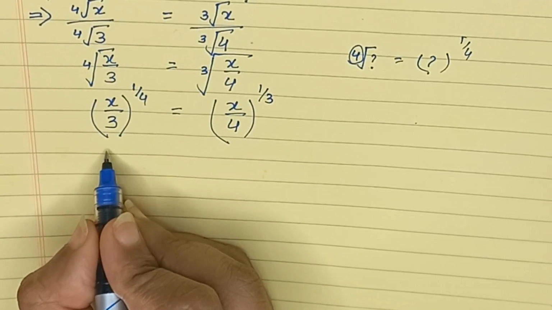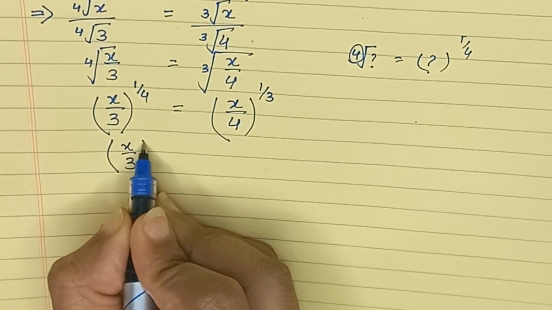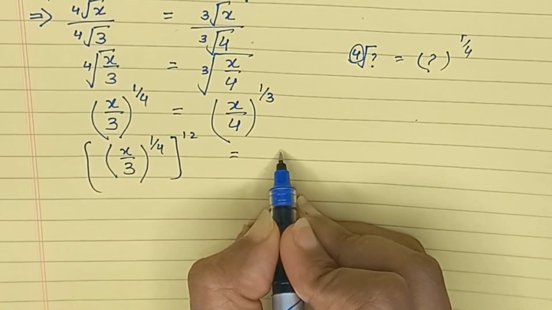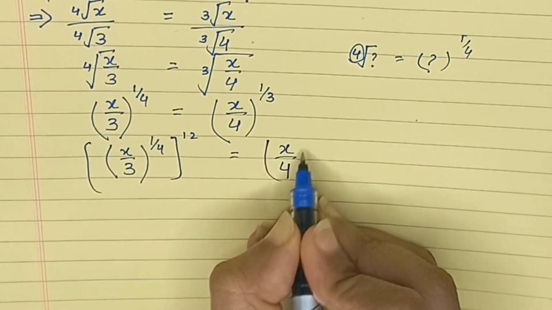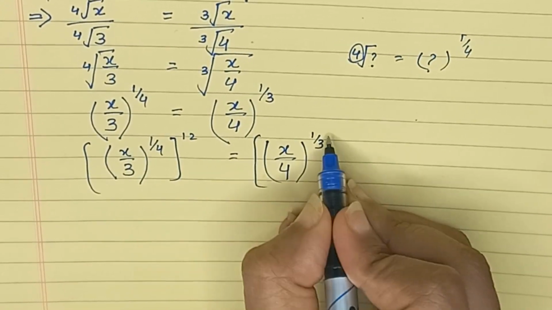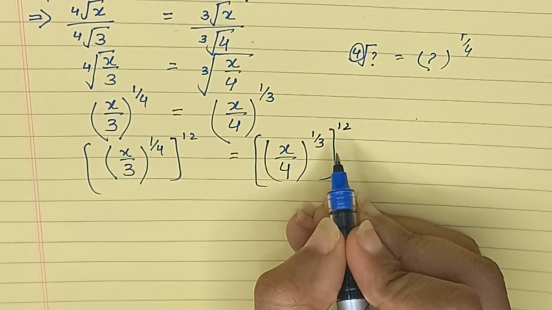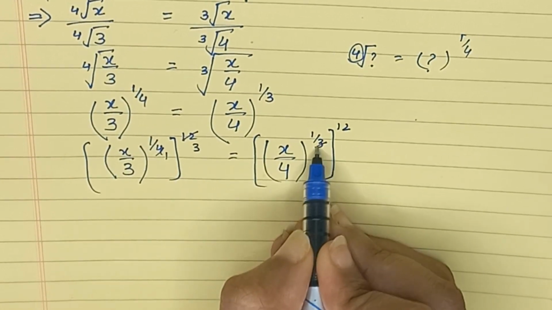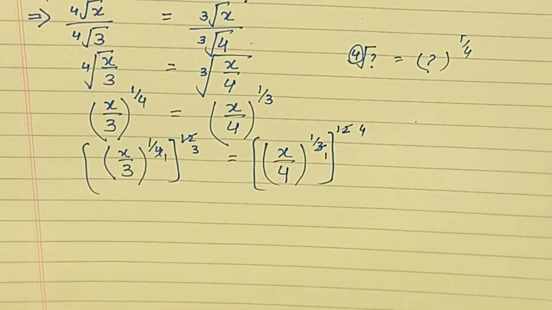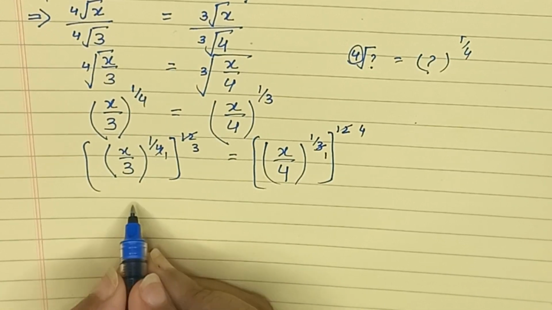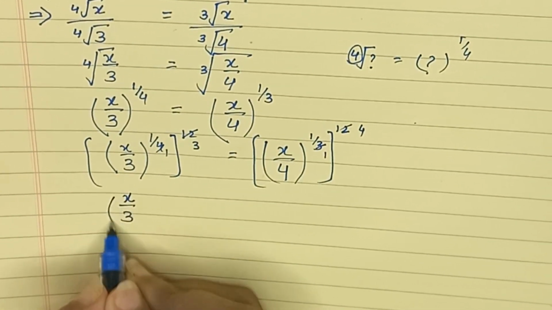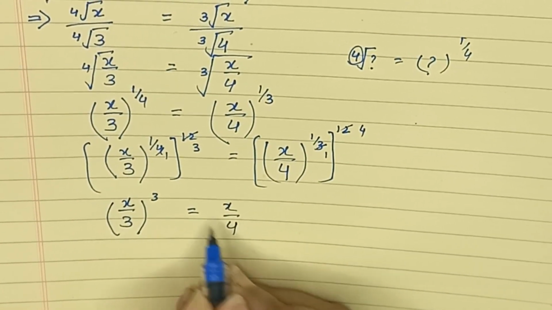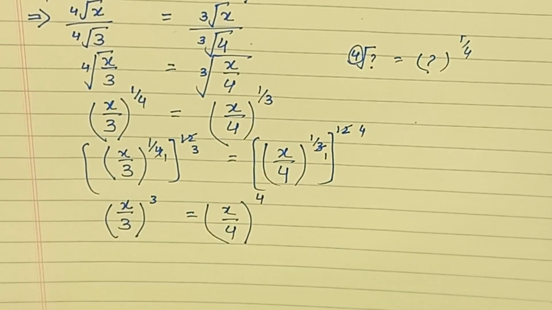We will take power 12 on both sides. So 4 times 3 is 12, and 3 times 4 is 12. So it will become x divided by 3 whole power 3, meaning cube, and x divided by 4 raised to the power 4.